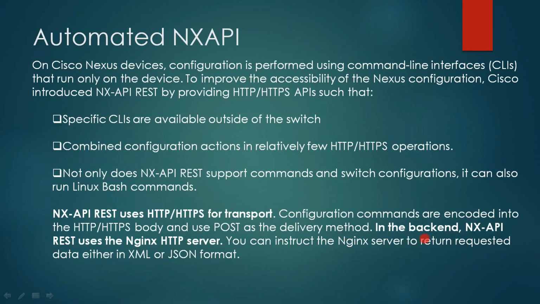And in the backend, NX-API REST uses the NGINX HTTP server. So you can see these are three very important points: what the transport is, what the delivery method is, and where the server is. You can instruct the NGINX server to return request data either in JSON or XML format. So these are the options we have, correct?